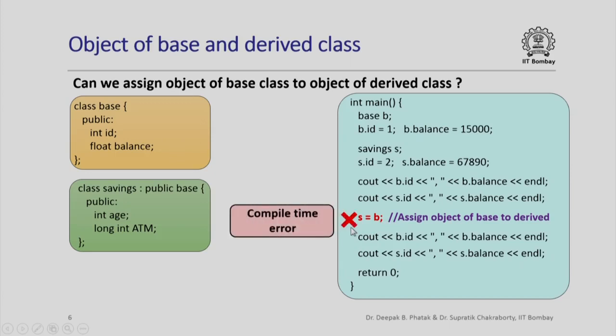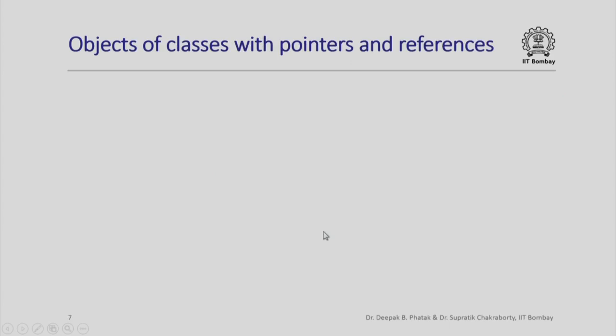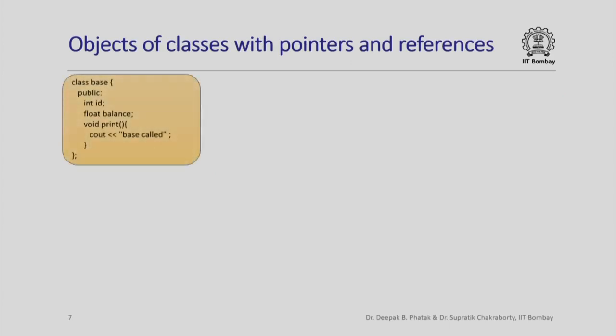So whichever way you look at it, there is a problem with this assignment, and indeed there will be a compilation error. Now here we have just seen assignments of an object of a derived class to an object of a base class. What happens when we talk about assignments to pointers and references?